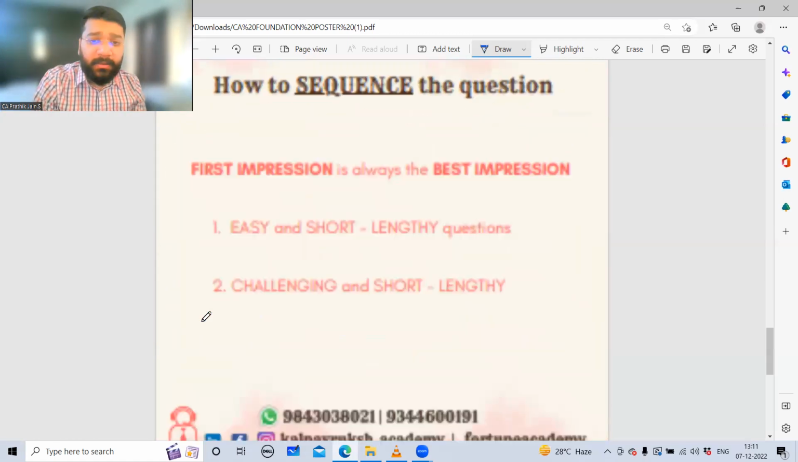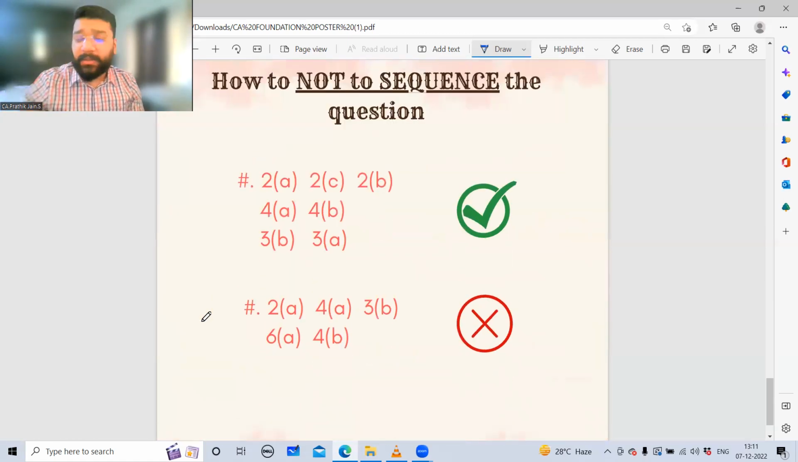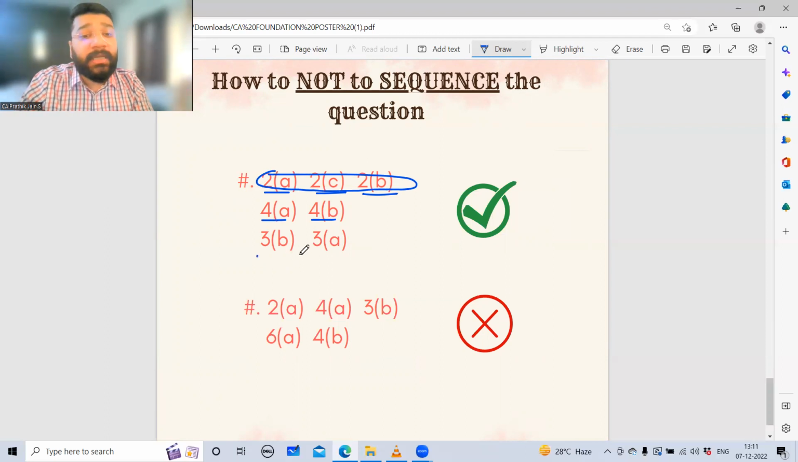And lastly, the point that I wanted to mention is how to not sequence the questions. For example, if you're starting with 2A, after 2A, if you want to write 2C, allowed. After that, if you want to write 2B, allowed. This is the order, allowed. If you want to do 4A, 4B, allowed. Next question, 4A, 4B, allowed. Next question, 3B, 3A, allowed. So within the question, the subdivision can be jumbled.